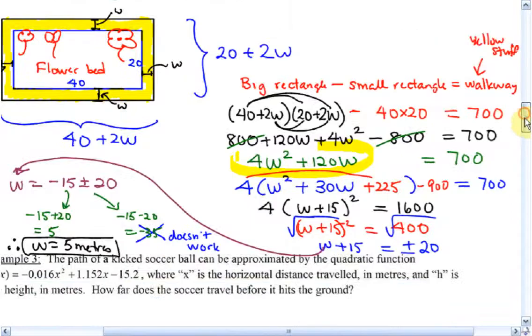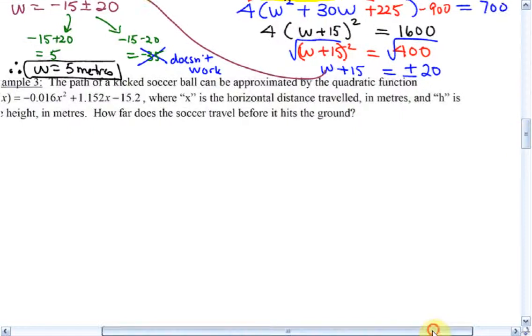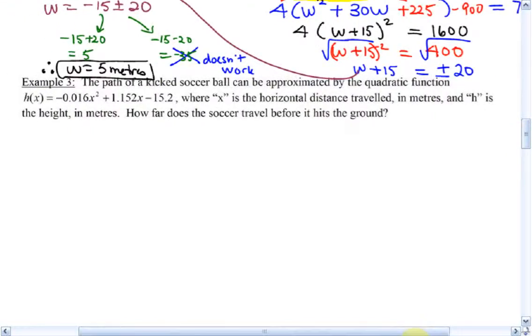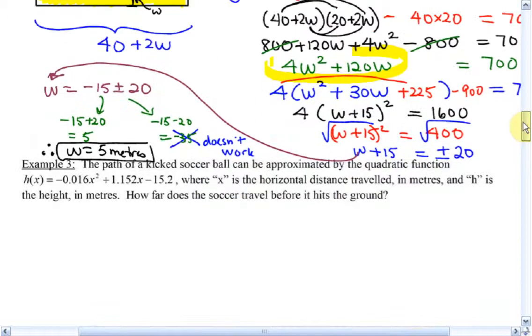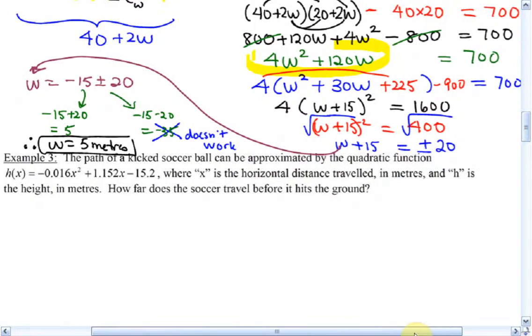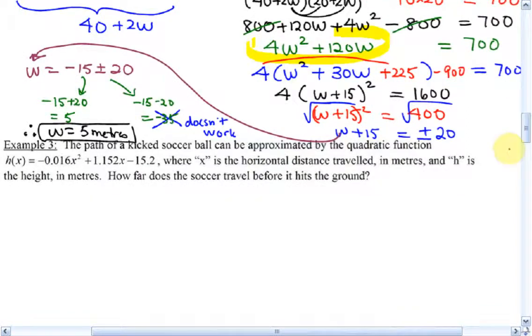By the way, dear friends, I hope you're seeing that some of these word problems look the same, because they're all just the same kind of type. And really what I'm doing is showing you different skills of how to solve these different types of quadratic problems.